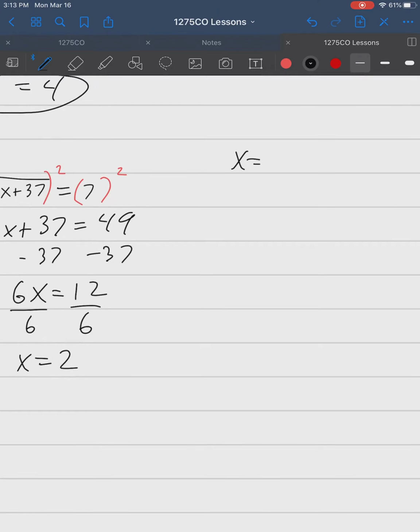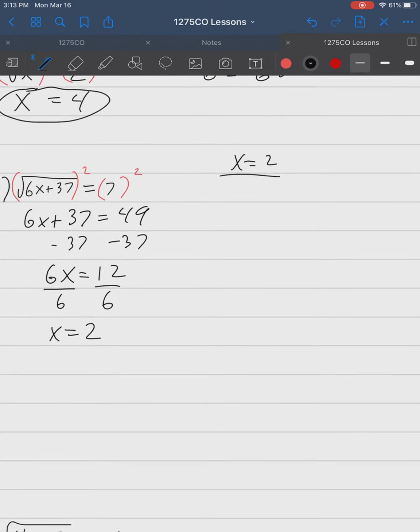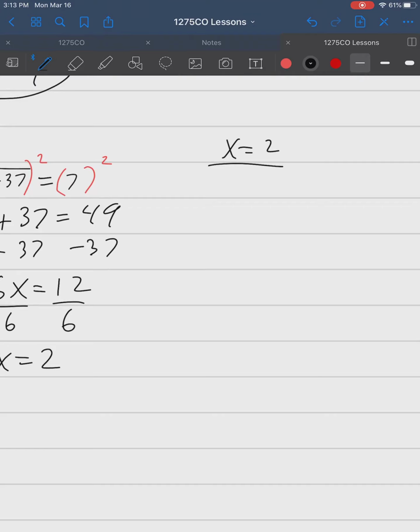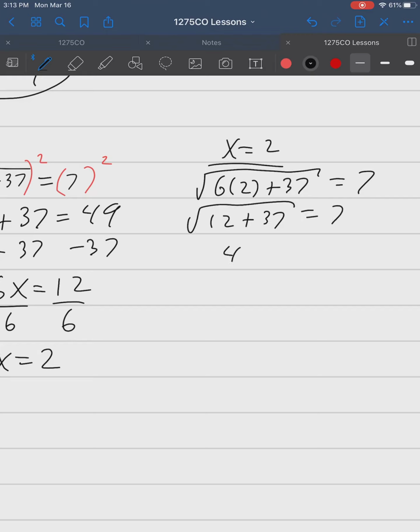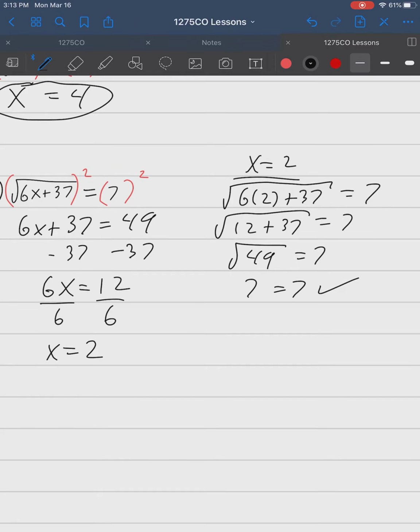So let's check our answer, x equals 2. Again, we're taking this 6x plus 37, that's 6 times 2 plus 37, and this is all inside the radical, and this is equal to 7. So 12 plus 37 is 49 inside the radical. Square root of 49 is equal to 7. And this answer now checks out, and x equals 2 is correct.